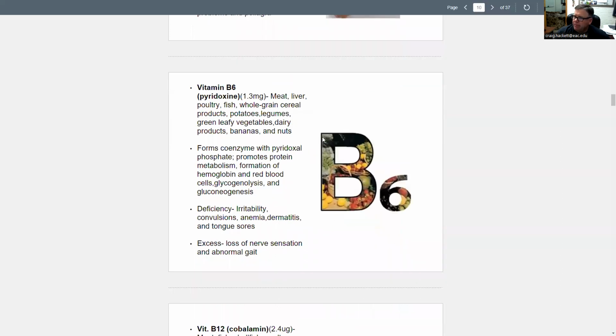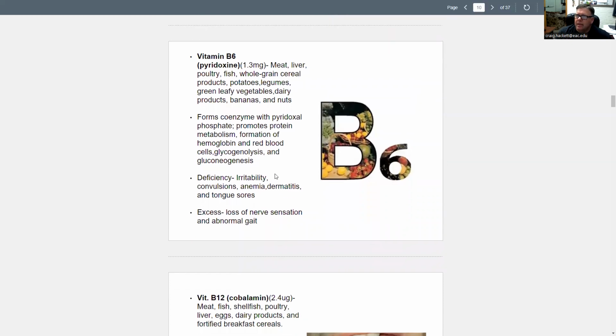Okay, B6, you may or may not have heard of this one. But this was an interesting one because this may have more of an effect on anemia than probably even iron does. When you look at what it does, it's formation of hemoglobin and red blood cells. So this is super important when it comes to making sure that your red blood cells are forming correctly and that they're binding with oxygen. And if you talk to doctors about anemia, they may steer you towards iron, but it may be B6.